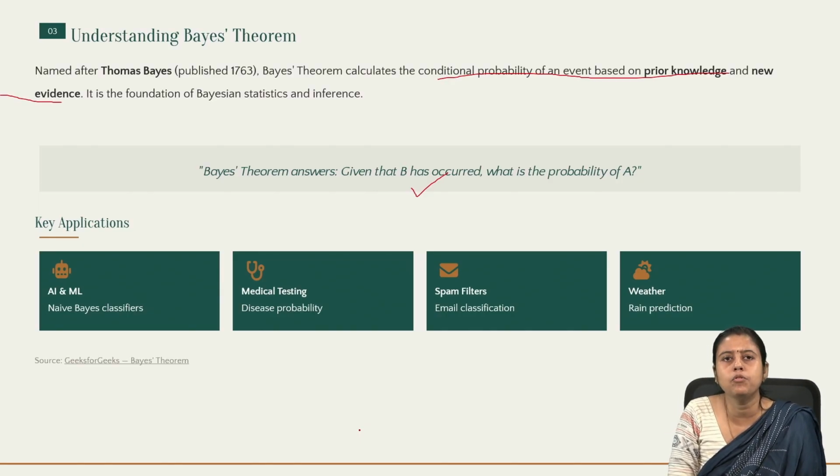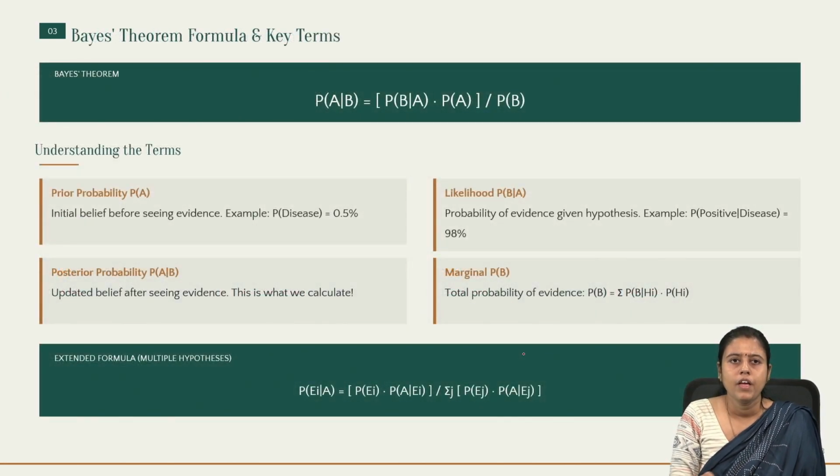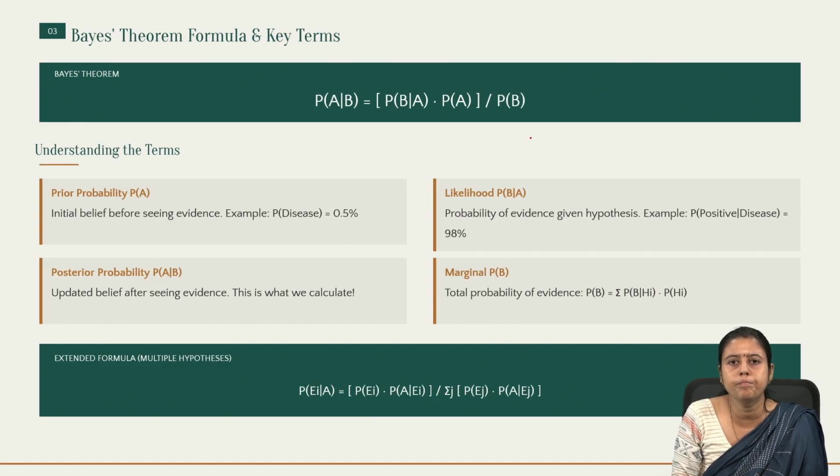In AI/ML we use it for the nearest neighbors classifier. Next we use it for medical diagnosis, spam filters, weather prediction. Everywhere the backbone is the Bayes theorem. So what is the Bayes theorem? P(A|B) is equal to P(B|A) into P(A) divided by P(B).